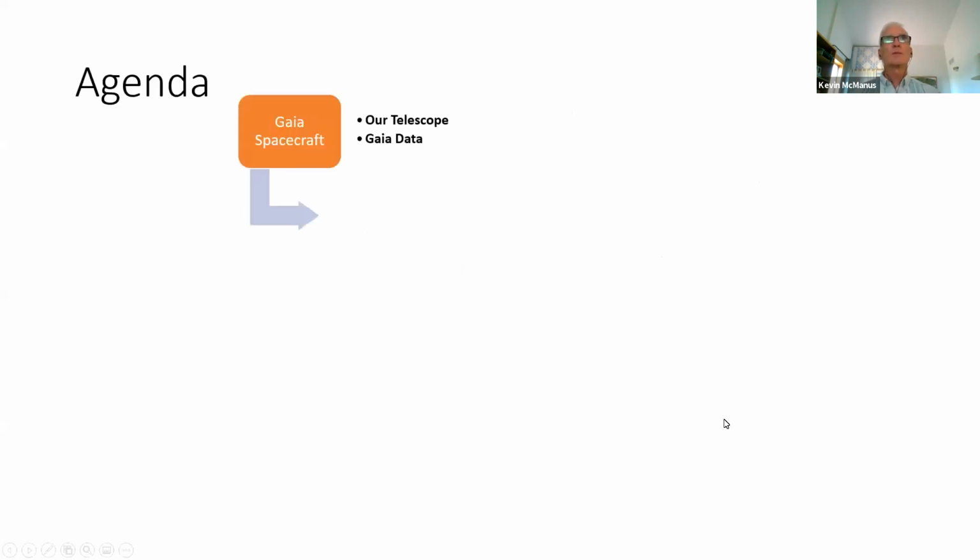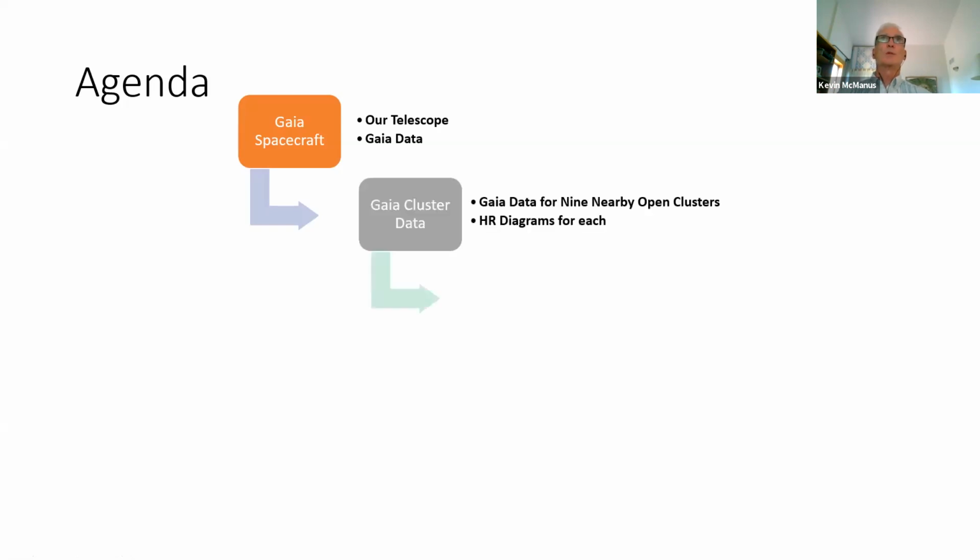This is the way it's going to work. First, we're going to take a look at the Gaia spacecraft, which is really our telescope for the exercise at hand, and take a quick look at the data that the spacecraft provides. Then, based on some published papers that also come out of the Gaia consortium, we're going to get membership lists for 9 nearby clusters. We'll look at how far they are from the observer and how far the individual members are from their cluster centers, and we'll produce HR diagrams for each one.